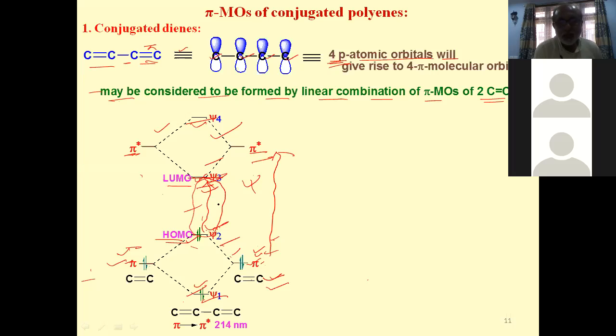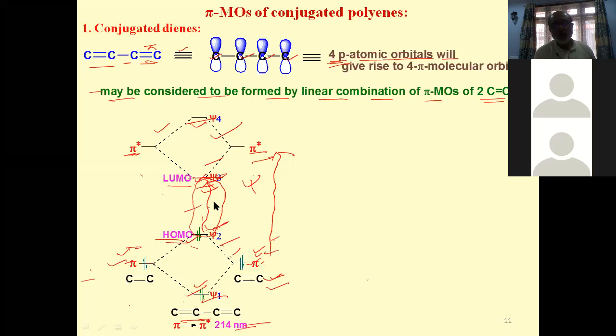So for the promotion of the electron, we require less energy, and less energy means, in terms of wavelength, a higher wavelength. You find here the pi to pi star transition requires 214 nanometer. That means a longer wavelength. So this also is important. Longer wavelength tells us about the conjugation we have here.